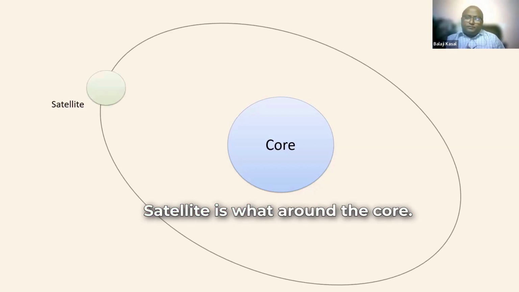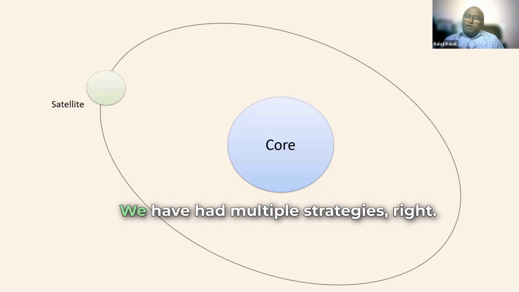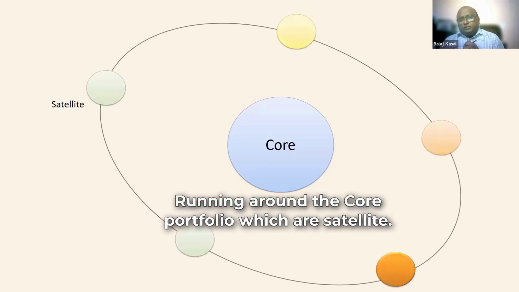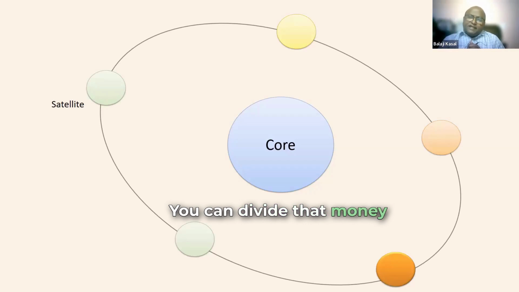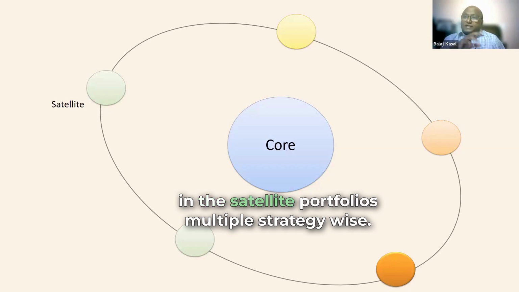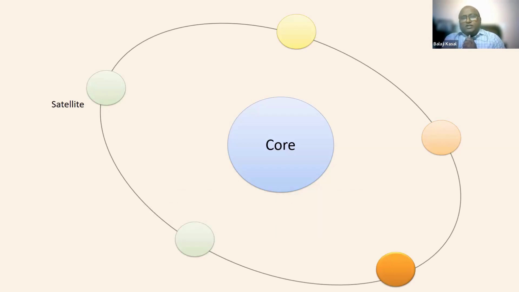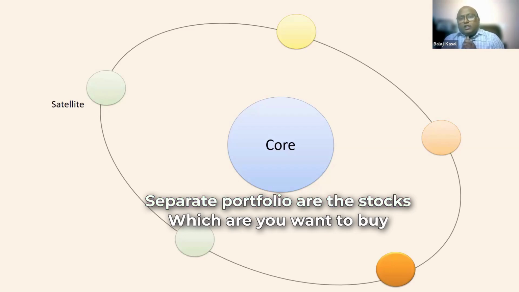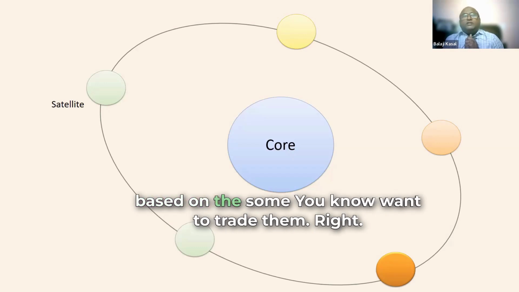Satellite is what is around the core portfolio. You might have multiple strategies running around the core portfolio, which are satellites. You can divide that money again into multiple parts. The first division you do is the core portfolio, as I said, maybe 30 or 40% to 70%, and the remaining you can divide into the satellite portfolios, multiple strategy wise. Then what is a satellite portfolio?